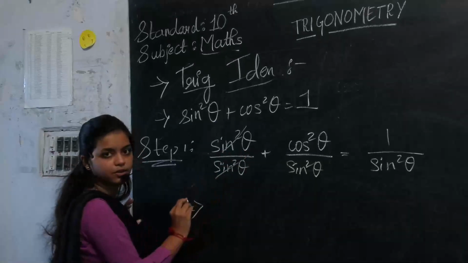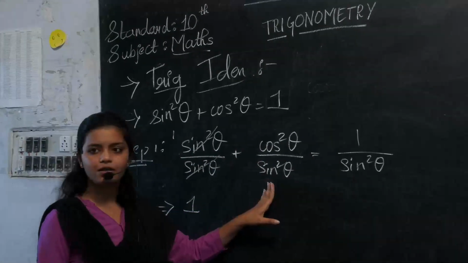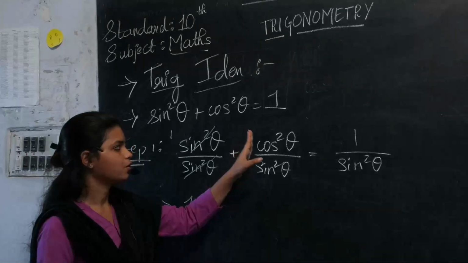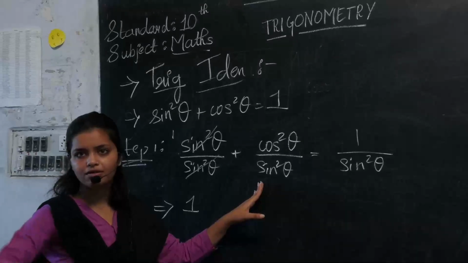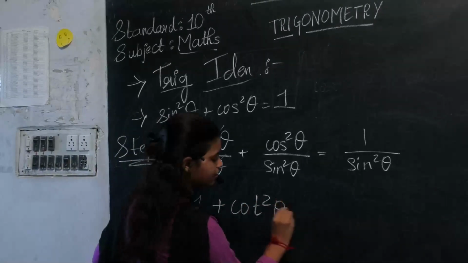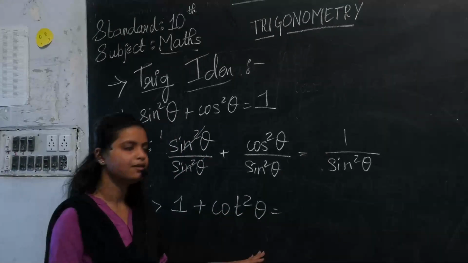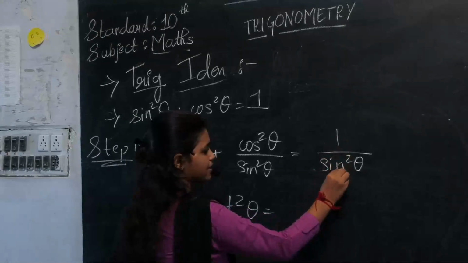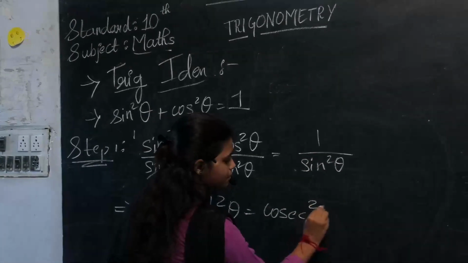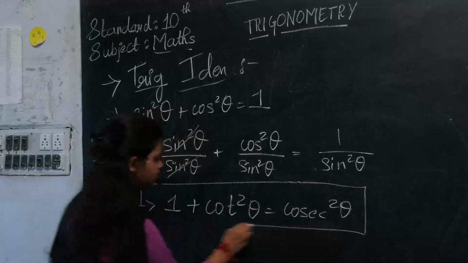Sin square theta will be reduced. It will be 1. Cos upon sin, what is the value of cos upon sin? It is cot. So cos square upon sin square will be cot square theta. Here will be cot square theta, and 1 upon sin means it is cosec, right? So if here 1 upon sin square is given, then what will be the answer? Cosec square theta. Here you got the second identity. Clear?